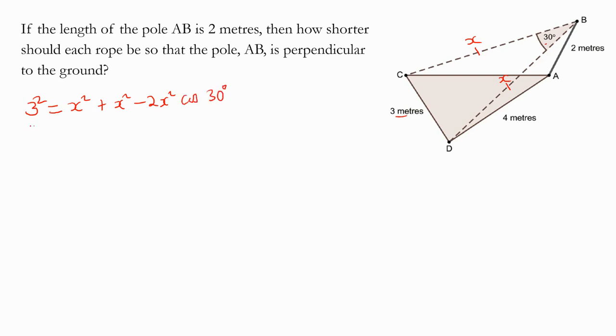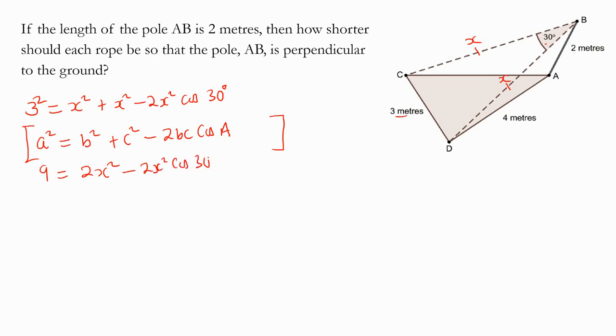Let me just show you where this is coming from. When given triangle ABC, remember, we say a squared is equal to b squared plus c squared minus 2bc cos A. Remember that, okay? That's the cosine rule. And so it becomes 9 is equal to 2x squared minus 2x squared cos 30.